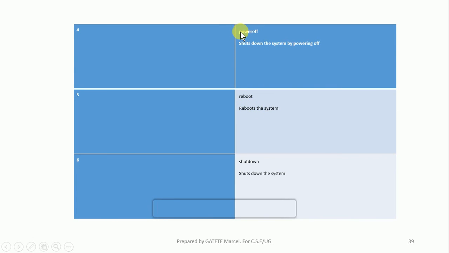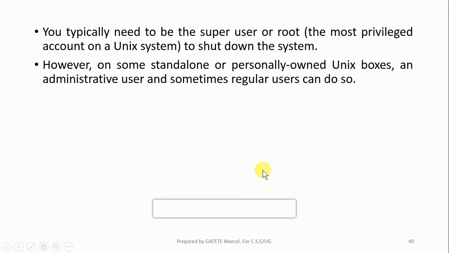If you put poweroff, it will shut down the system by powering it off. It means that it will power off Unix and then the machine, the software and the hardware. If I put shutdown, it will simply shut down the system. Here, you can use any one of these commands.